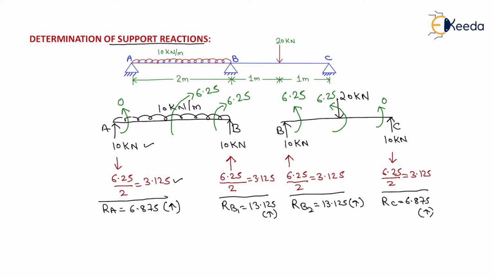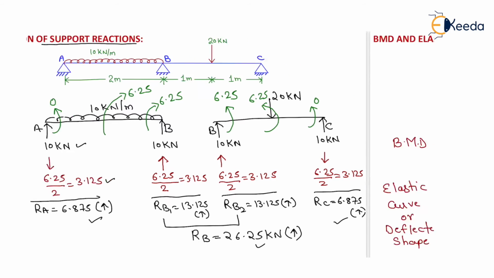Now for the calculation of total reaction, we need to add this reaction for finding RB, which will be equal to 26.25 kilonewton acting in the upward direction. So we had computed the reaction at A, which is 6.875 acting in the upward direction, RB is 26.25 acting in the upward direction, and RC is 6.875 acting in the upward direction.